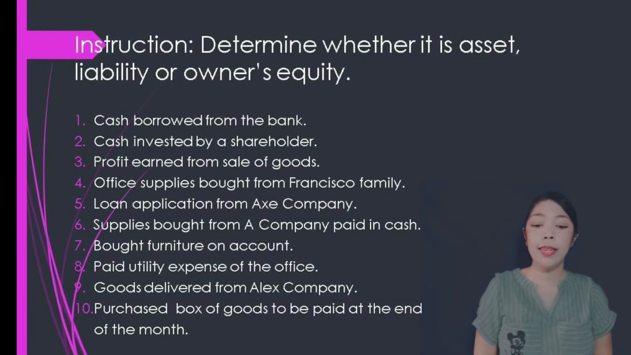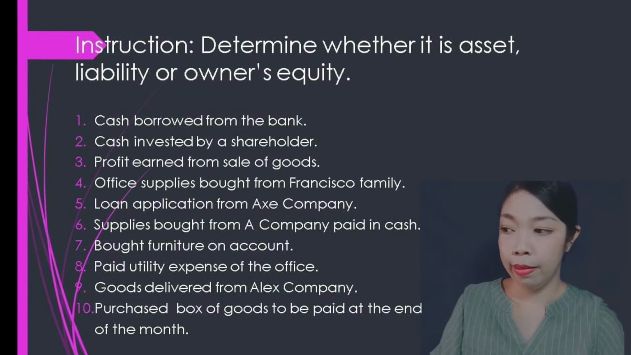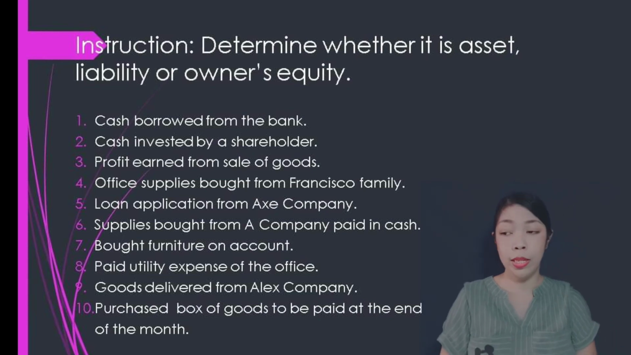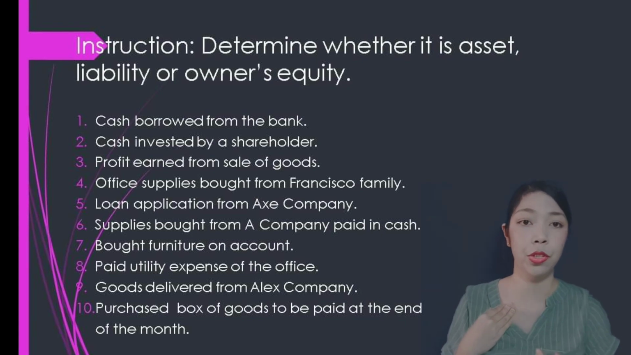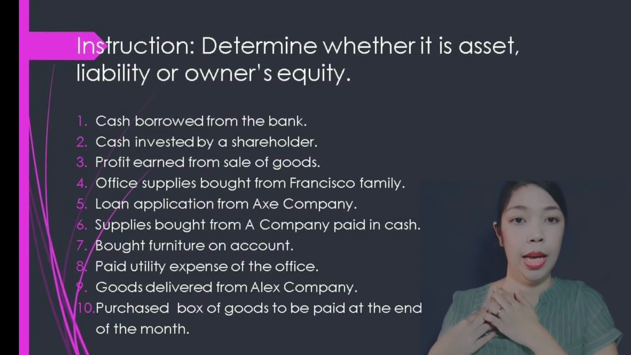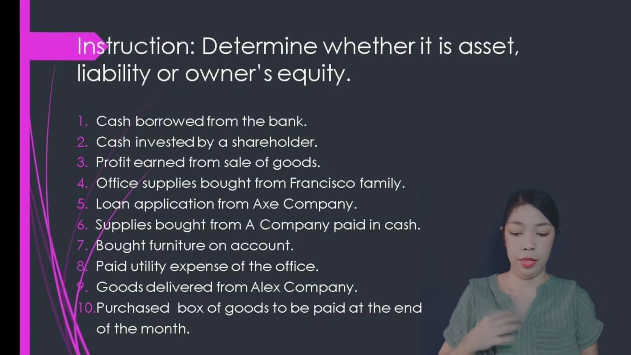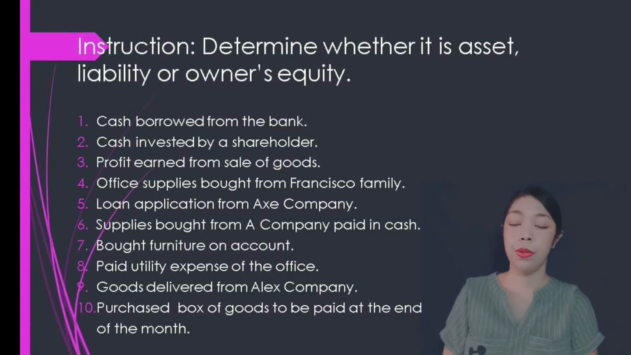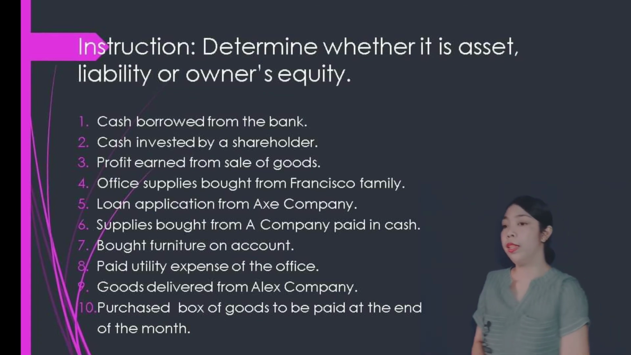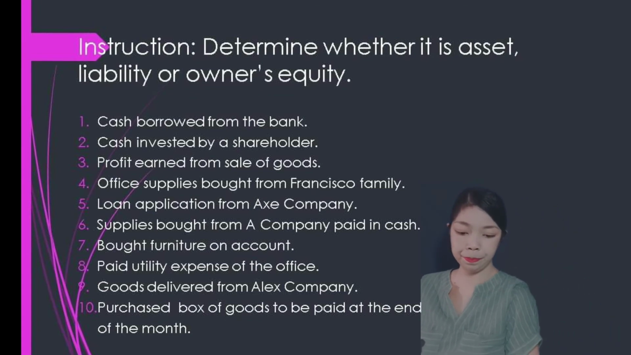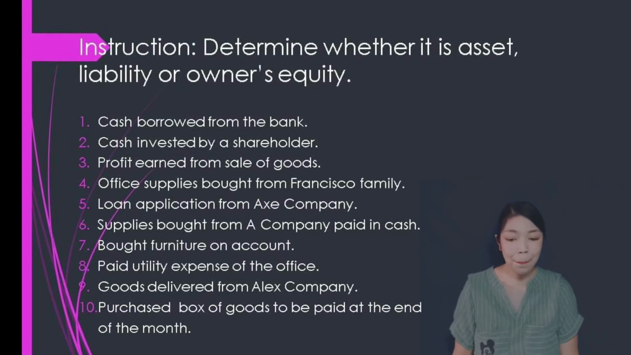Number 2, cash invested by a shareholder. Cash invested by a shareholder, Kim. That is an equity. Very good. Once someone is investing to your company, for example, an investor invested in your company, that will be an additional to your capital. Very good. Okay, number 3, profit earned from sale of goods. Profit earned from sale of goods. Number 3, yes, Shine. Okay, that is an income. So it is additional to your capital or equity.